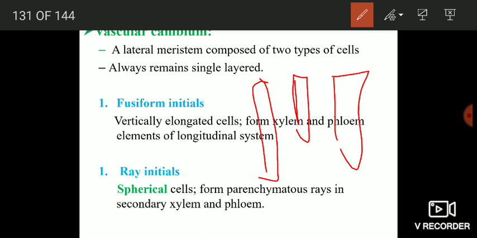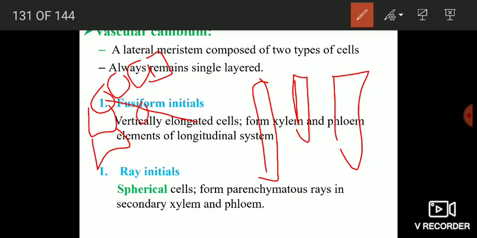Now, ray initials. Ray initials are the spherical cells. This is the vascular cambium. मैंने आपको बोला इसमें दो तरह की cells होती है. Say for example this cell. It is spherical and forms parenchymatous rays in secondary xylem and secondary phloem. ये cell divide करेगी. It will result in the formation of cells both towards inside and outside. These cells will remain parenchymatous and result in the formation of secondary medullary rays.